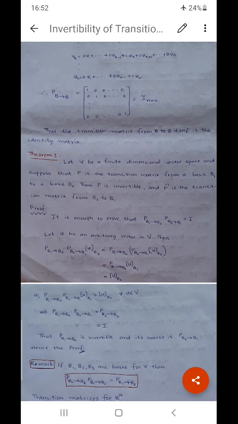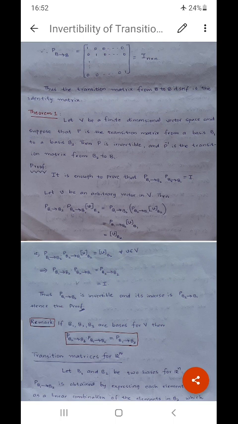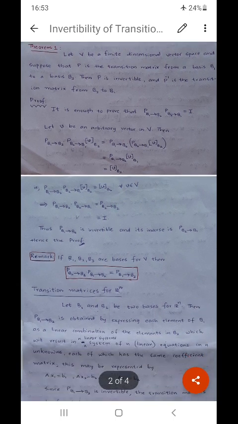That is the proof. So we have one remark from this. If B1, B2, B3 are bases for V, then P B2 to B3 into P B1 to B2 is equal to P B1 to B3. That is, we change the basis from B1 to B2, then from B2 to B3. First we operate with P B1 to B2 and then we multiply by P B2 to B3. So the resulting matrix will be the change of basis matrix from B1 to B3. That is, P B2 to B3 into P B1 to B2 is equal to P B1 to B3.